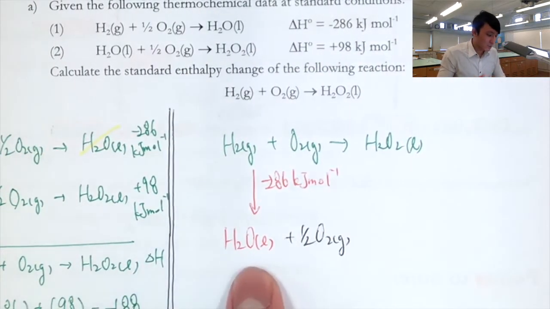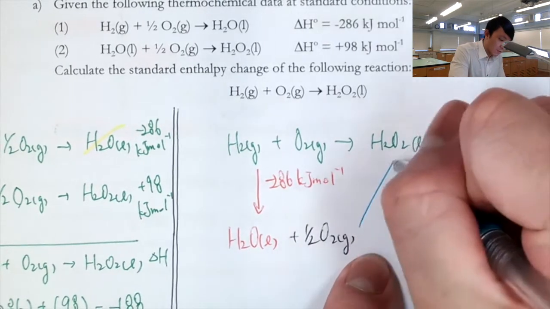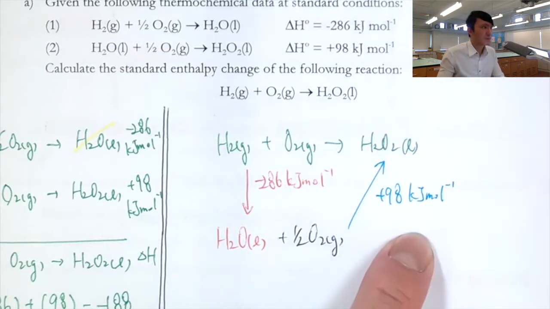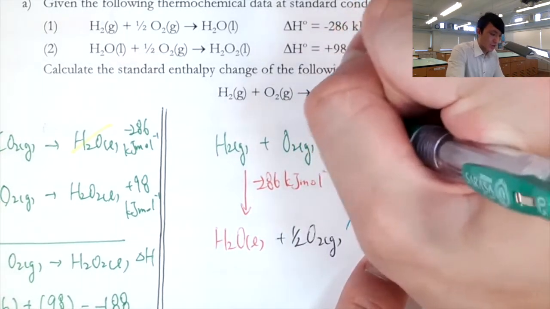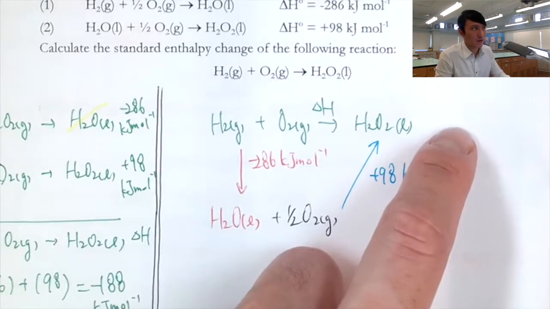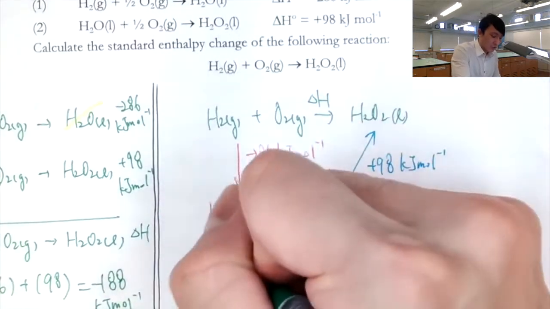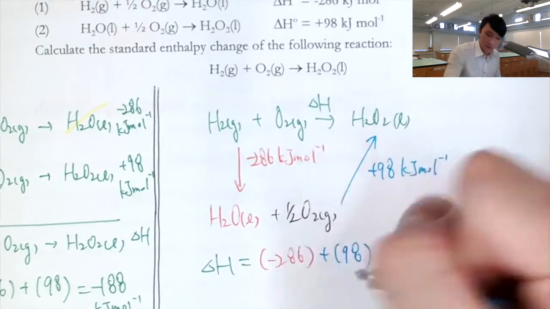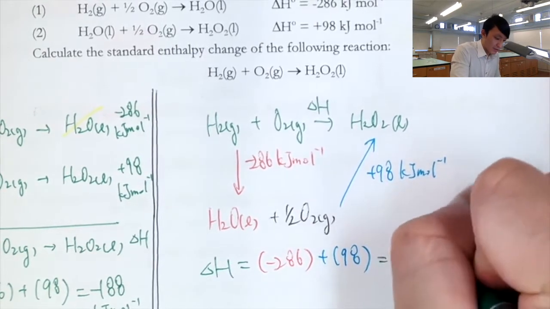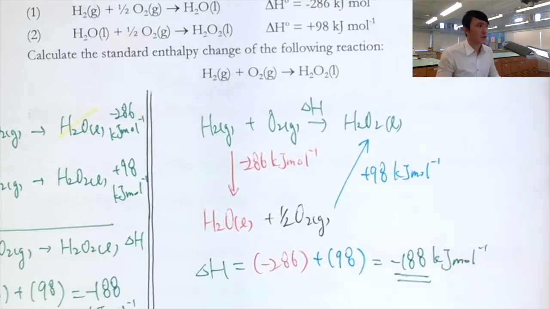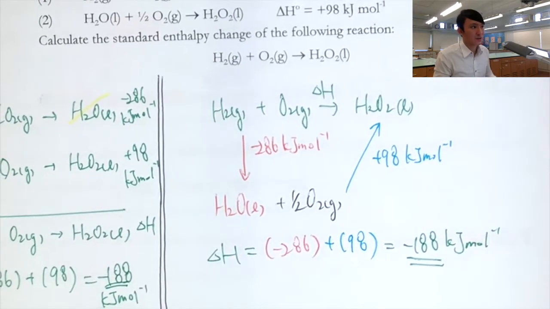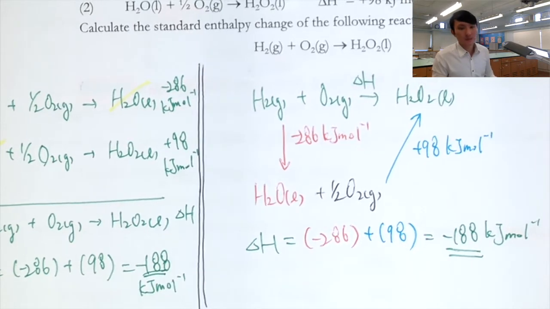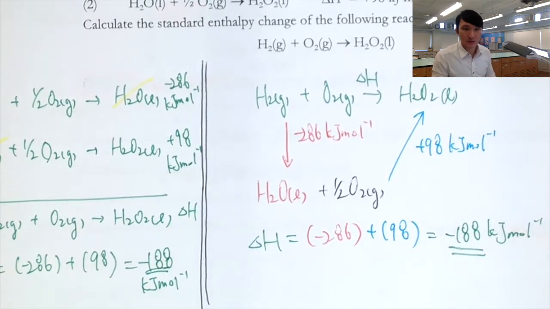And then, for this one, H2O and half O2, it can actually form the H2O2 liquid. So this one is positive 98 kilojoule per mole. Okay? So actually, that's that. This is the delta H that we are looking for. So this is the starting point, this is the end point. This one equals to this one. So delta H equals to negative 286 plus 98, which also equals to negative 188 kilojoule per mole. Okay, so this is how we can make use of the two methods to find out the enthalpy change. Okay, so right now, do spend some time to work on the remaining three questions, okay?